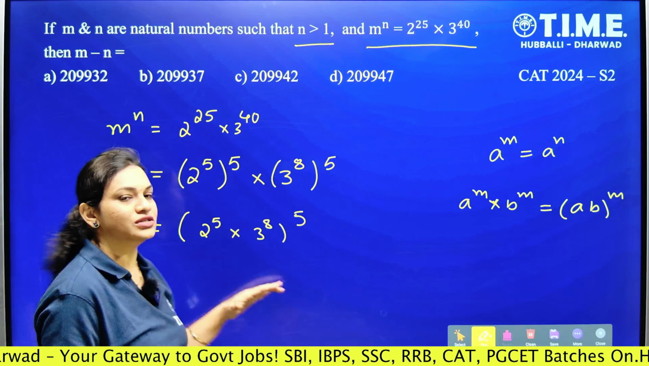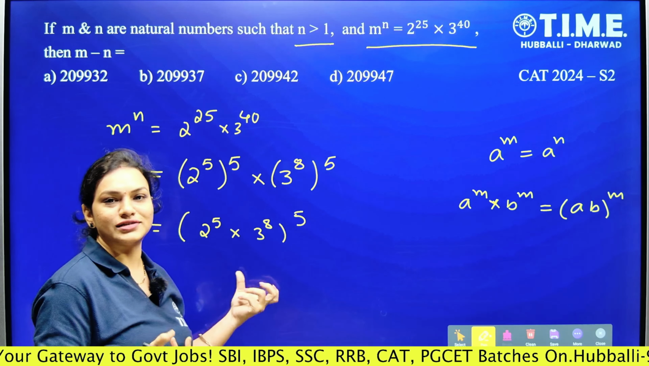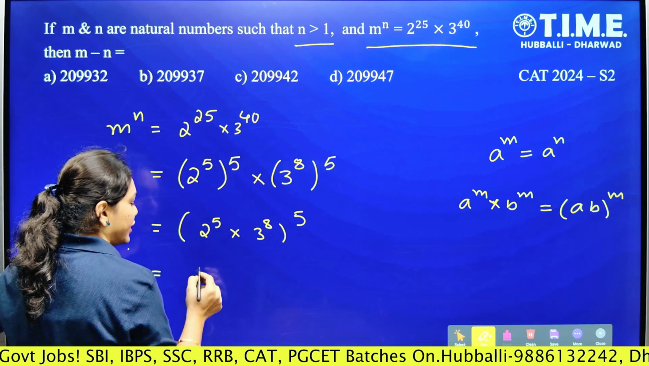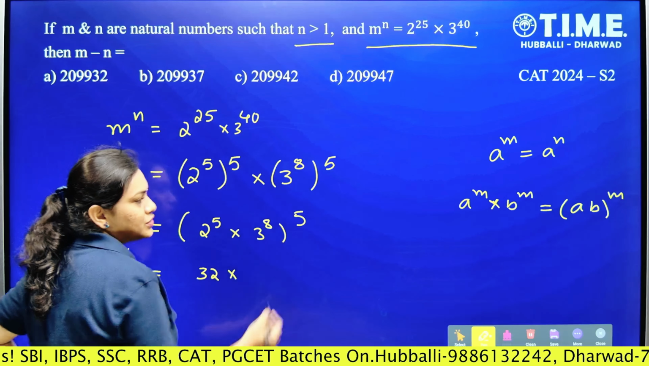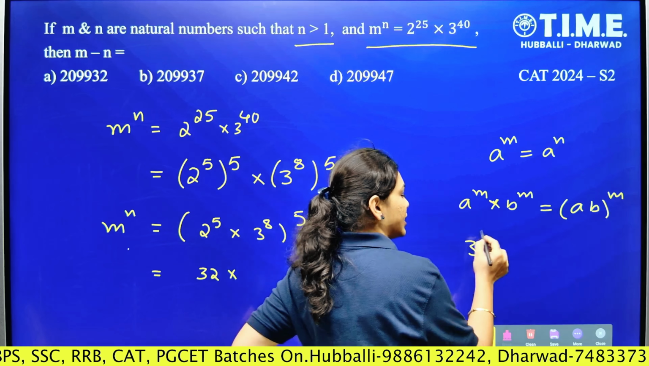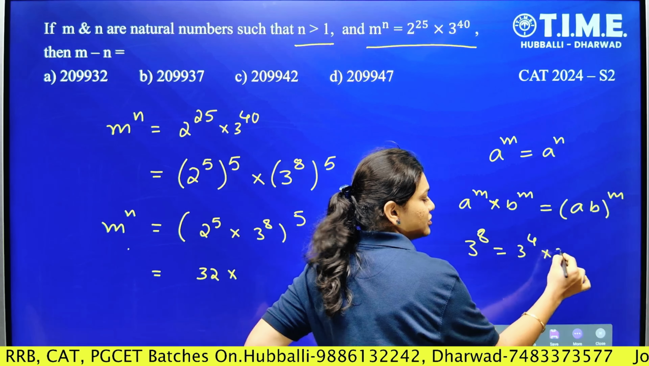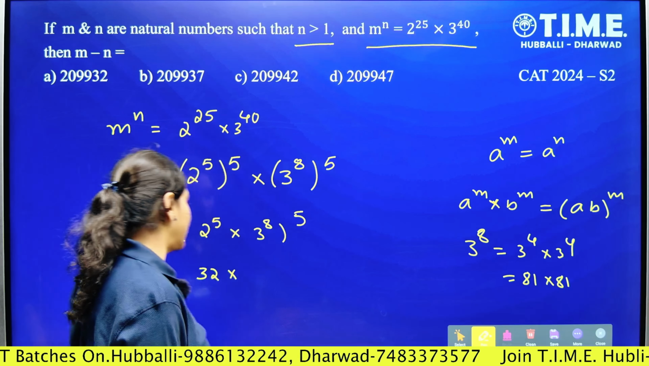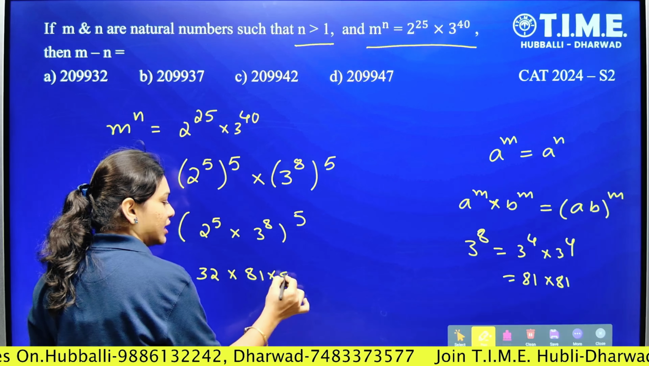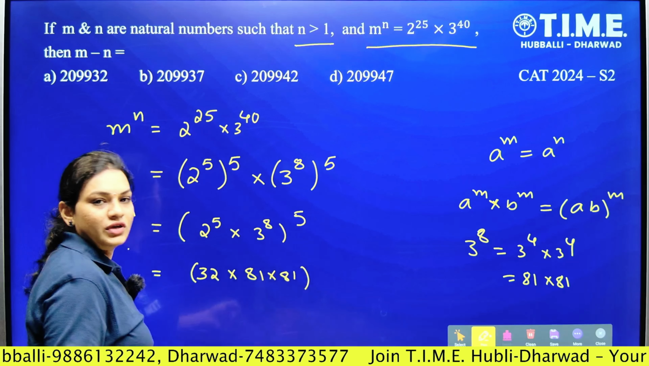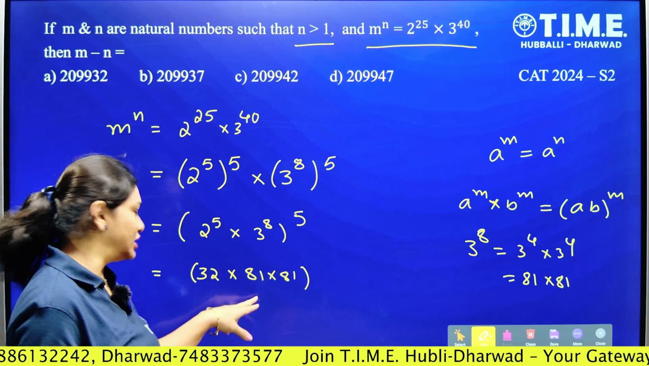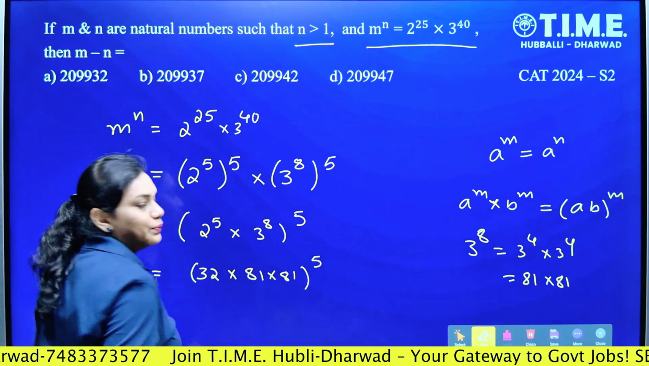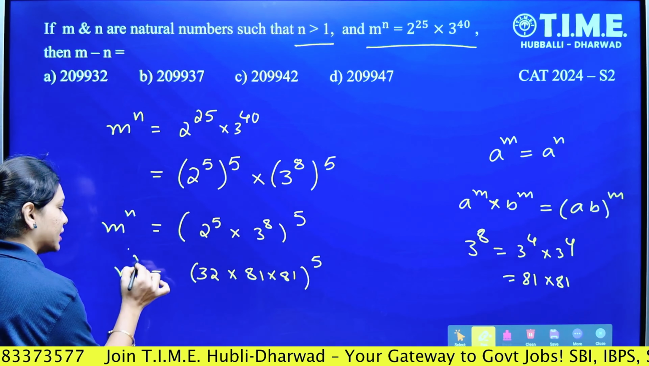If you have a calculator, you can take its help to calculate, or else we will simplify. 2 raised to 5 is 32, and 3 raised to 8 can be taken as 3 raised to 4 into 3 raised to 4. 3 raised to 4 is 81, so it is 81 into 81. If you remember 81 squared, you can multiply it with 32. Just calculate this and you will get the value.